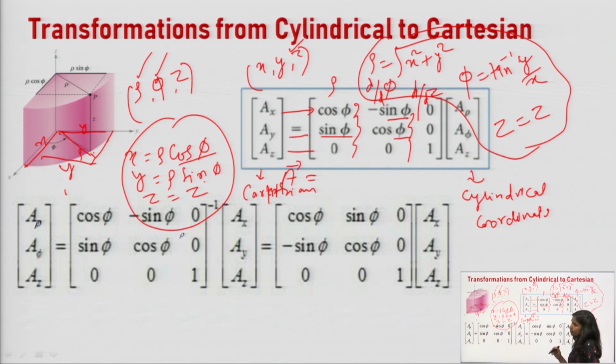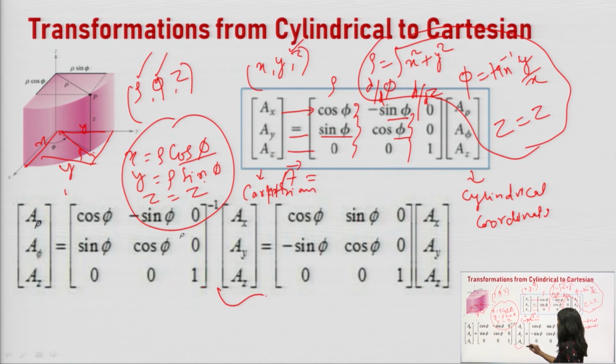Now if the reverse is asked, then what to do? We simply need to do the inverse transformation. Means a rho, a phi, a z will be equal to the inverse transformation of this matrix multiplied by the coefficient of Cartesian coordinate. Now to solve this can be lengthy, but the fact is that the transpose of this matrix is equal to the inverse of this matrix. So we will simply transpose this and write the answer.